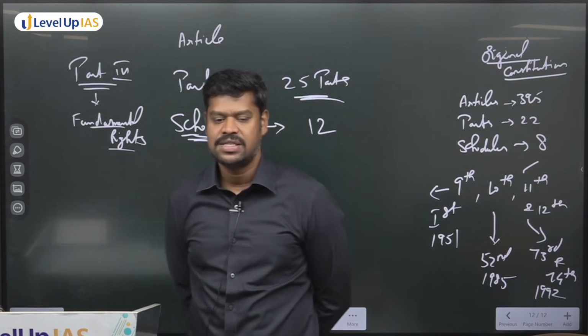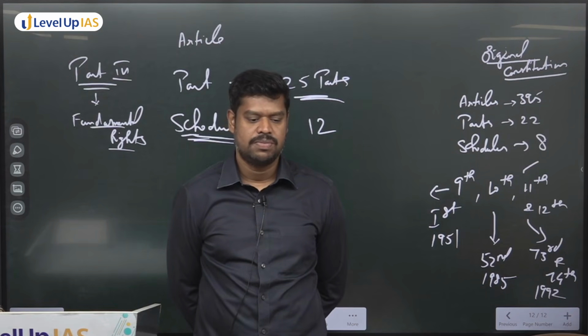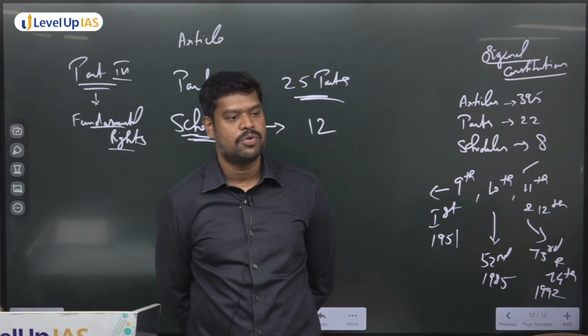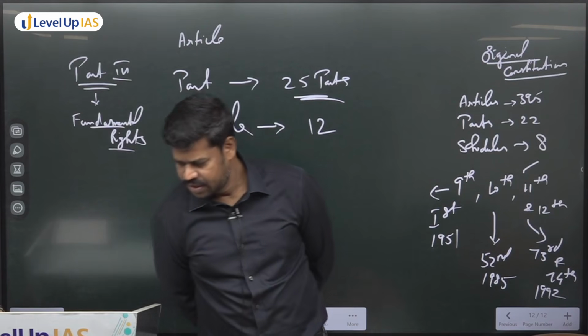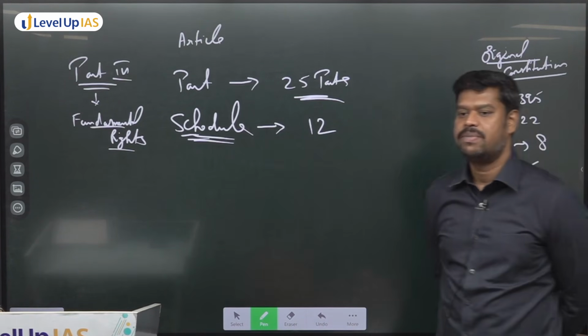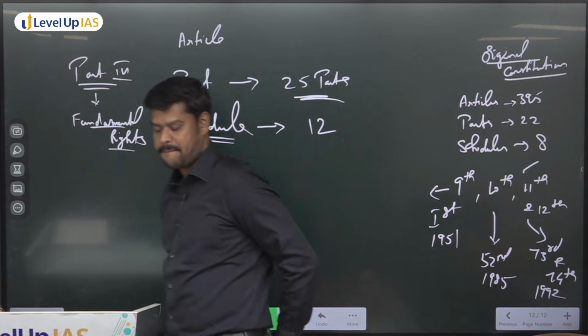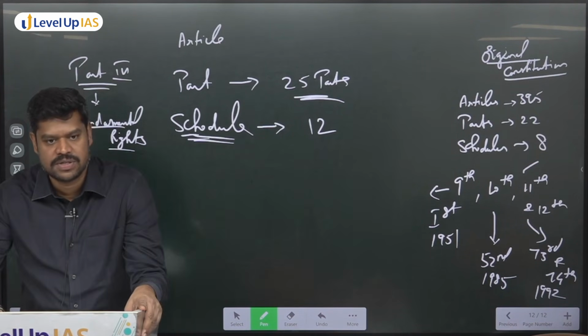Independent bodies means largely they function independent of the other organs, and they have very specific functions to perform, guaranteed and protected by the constitution itself. Next thing, emergency provisions. What are the different types of emergencies we have got? National emergency, state emergency, and the financial emergency.